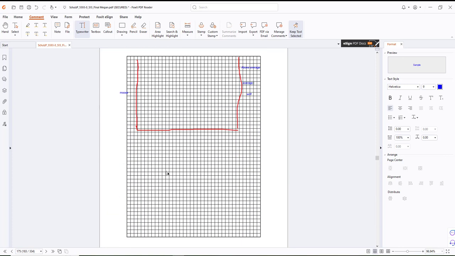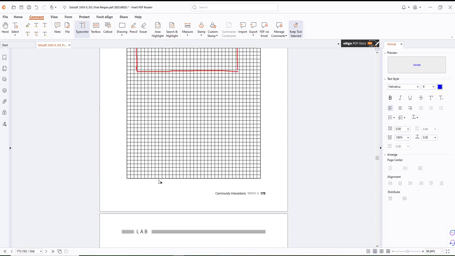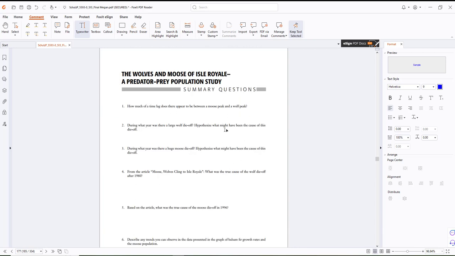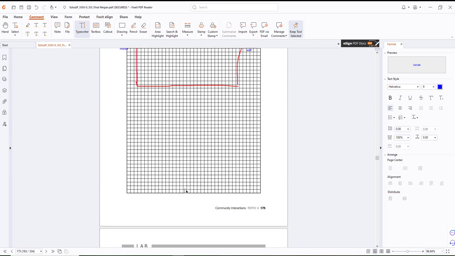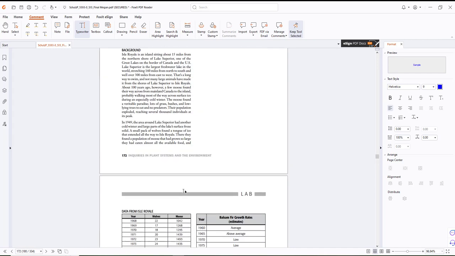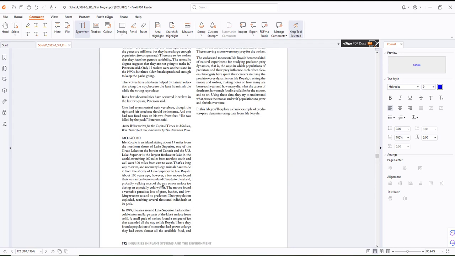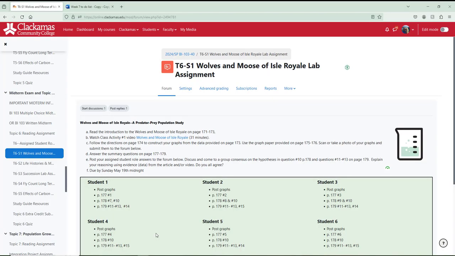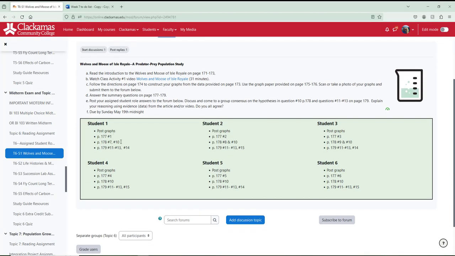Once you've drawn those, you'll go ahead and answer the summary questions. Some of these summary questions you'll have to refer back to the article. The article talks about some of the things that happened during that time, so do reference the article while you're filling out those summary questions. Once you have done all that, you're going to post both of your graphs, so make sure you post both of them.